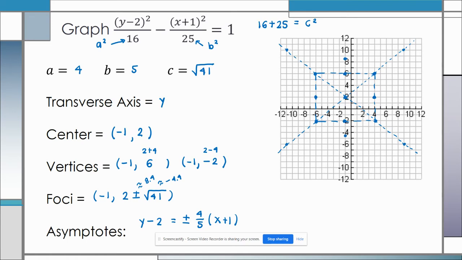And then remember, we're opening up and down. I want to go from the vertex, which is at -1, 6, and start getting closer and closer to those asymptotes that I just drew. And then from -1, -2, from that vertex, I'm going to be drawing and getting closer and closer to my asymptotes. And there's my graph.